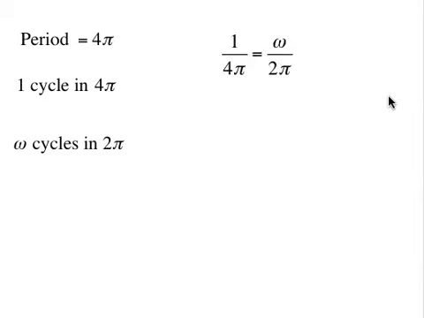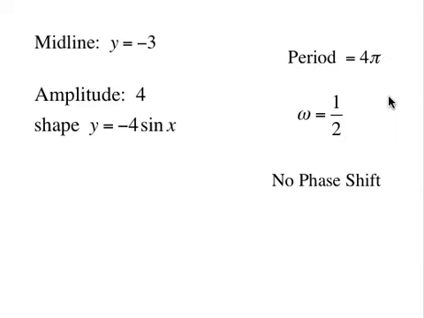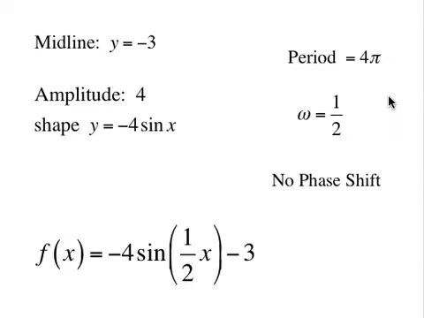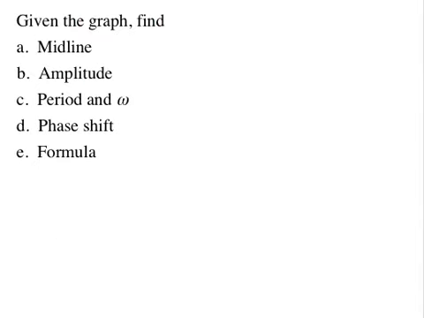Period's 4 pi, which means one cycle is in 4 pi. To get omega, we have omega cycles in 2 pi. So one cycle in 4 pi, omega cycles in 2 pi. 2 pi is omega times 4 pi. 2 pi divided by 4 pi is omega. 1/2 is omega. So we're going to look at 1/2 x will be our multiplier. So this is all we have. So we notice the same shape of -4 sine x, but our omega is 1/2. 1/2 goes there. And shift it down 3 units for our midline, and that'll be our function, putting it all together.